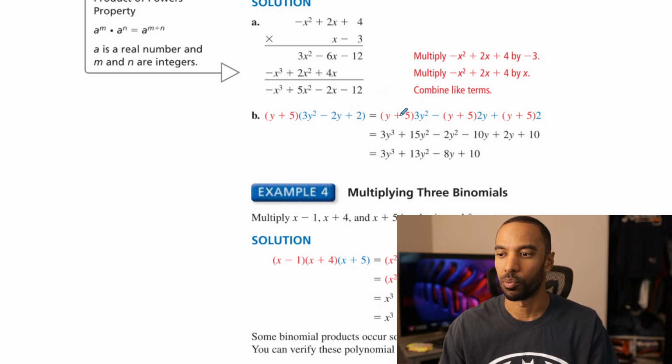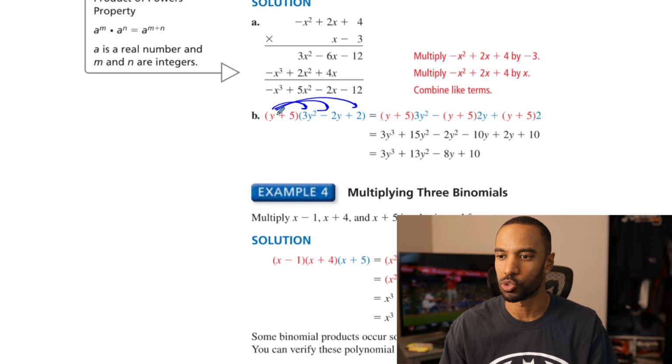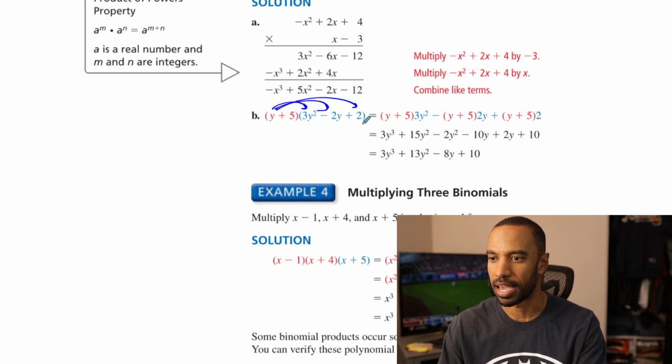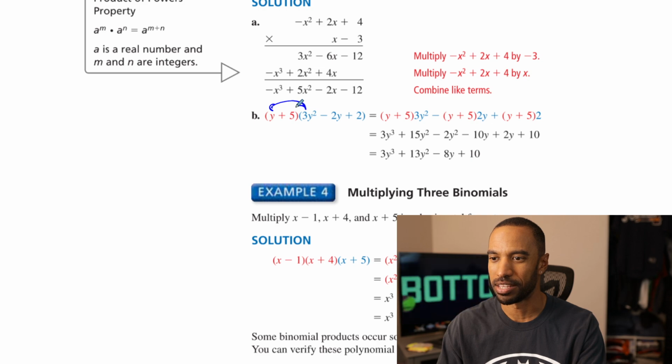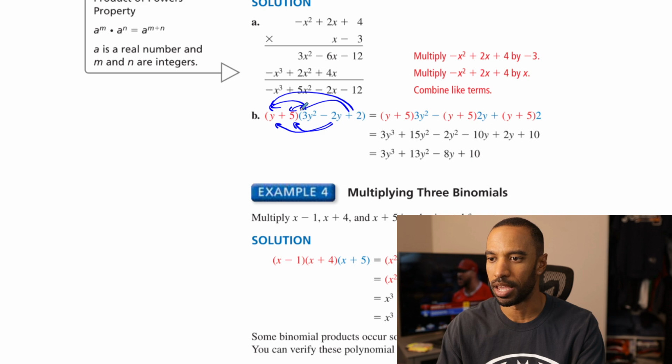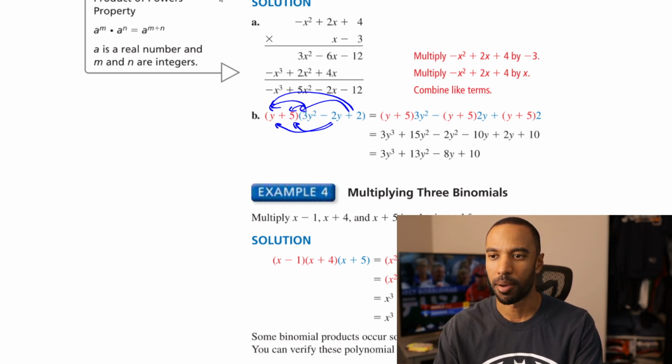This is the way that I wouldn't generally write this step right here, but generally what I would do is just distribute out this way. Y multiplies with 3y cubed minus 2y squared plus 2y, boom. Oh, they actually distributed the other way. Anyway, let's do this. 3y cubed plus 15y squared, then negative 2y squared minus 10y, and then plus 2y plus 10. So I would probably do it the other way.